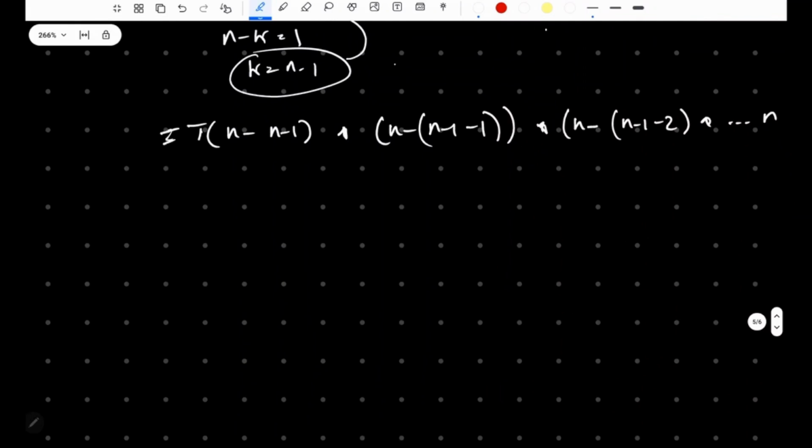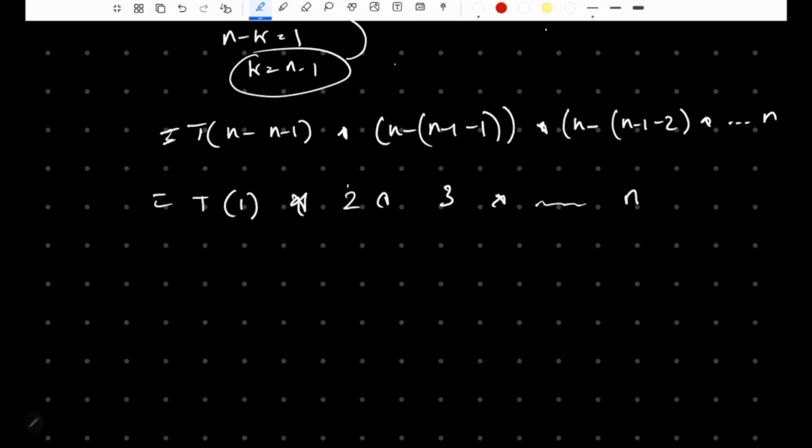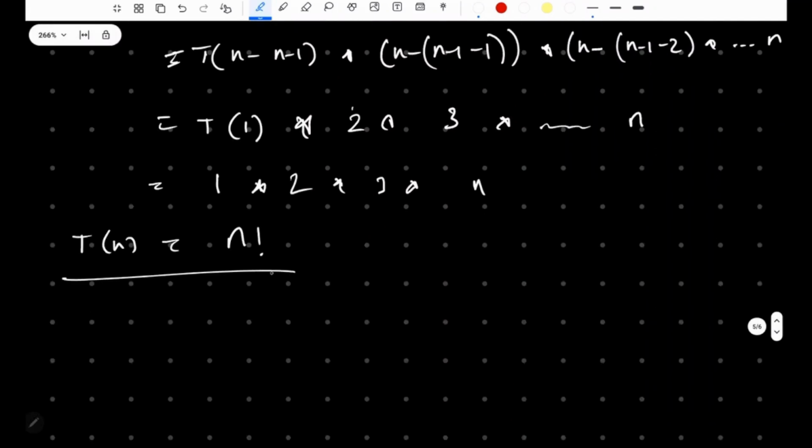So what are we getting here? The n minus n will cancel and we get t of 1 into 2, into 3, up to n. So it is like the factorial of n. So t of n is n factorial.